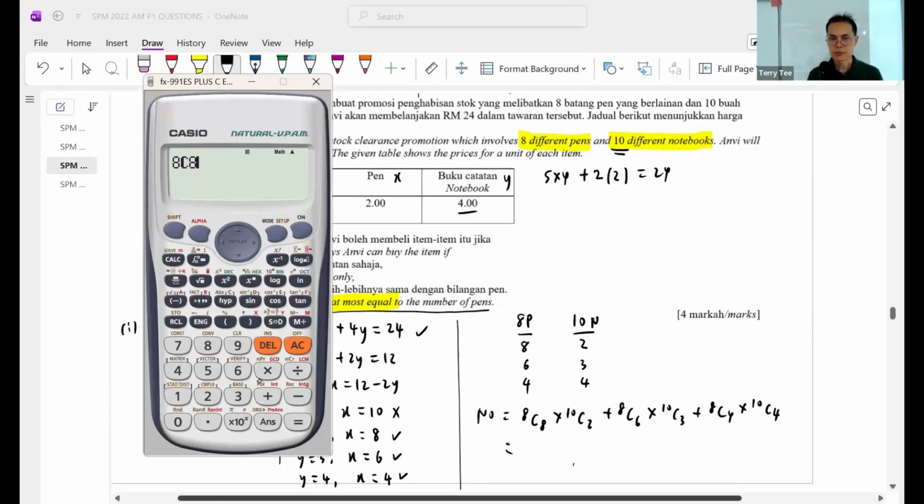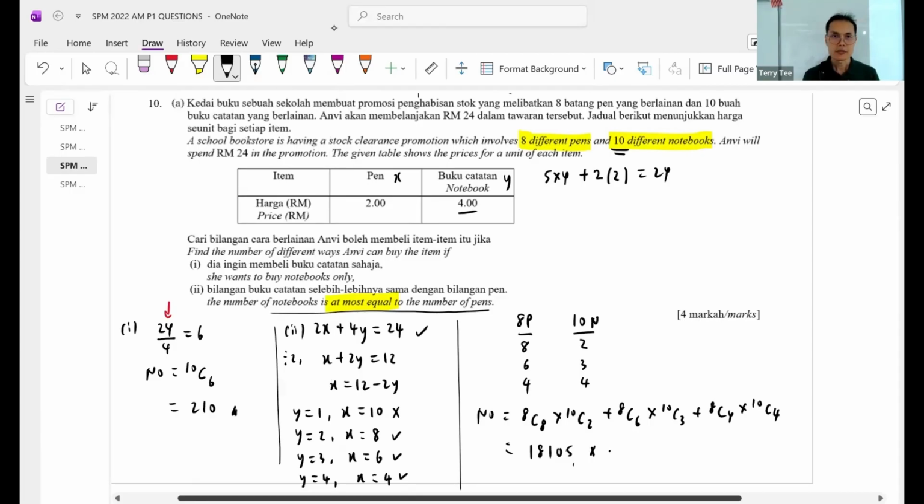8C8 is 1, times 10C2. Followed by 8C6 times 10C3. Followed by 8C4 times 10C4. Yeah, the answer is 18105.